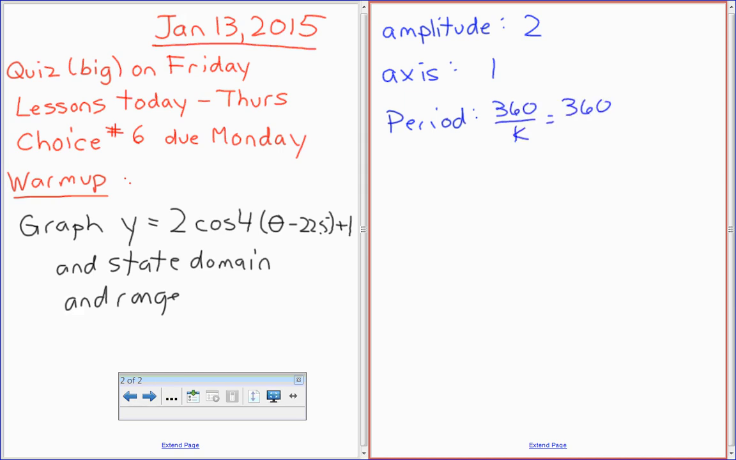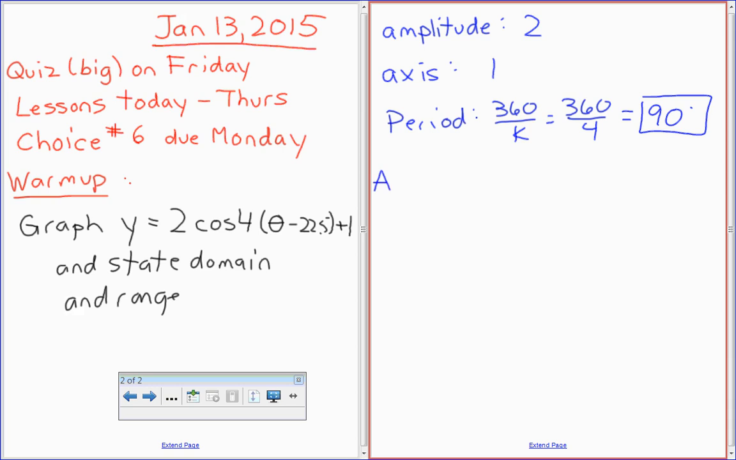360 divided by 4. Now that's the horizontal compression. Think of this like f of 2x or f of 4x. F of 4x would be divide your x values by 4. We're getting the same thing here. Your period, instead of going 360, is going to be 1/4 of that. 360 divided by 4 is in fact 90. I did my math right, which I think I did.